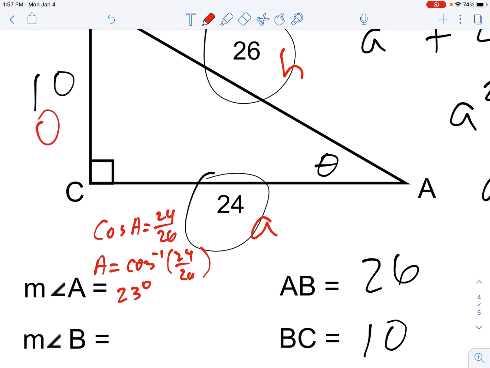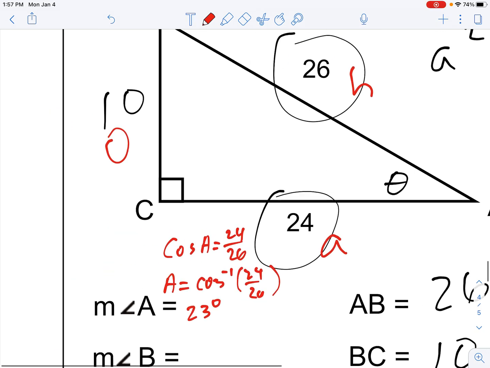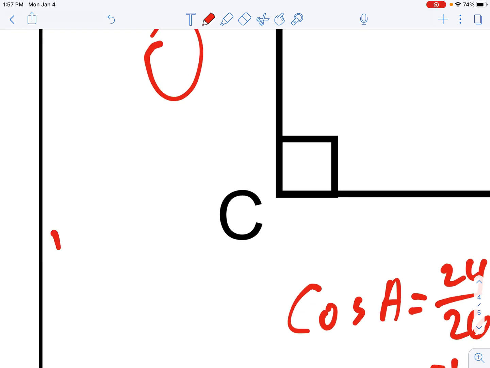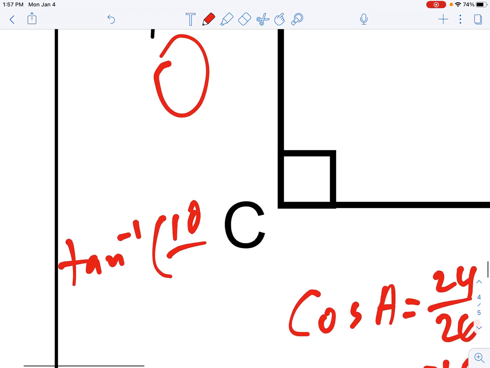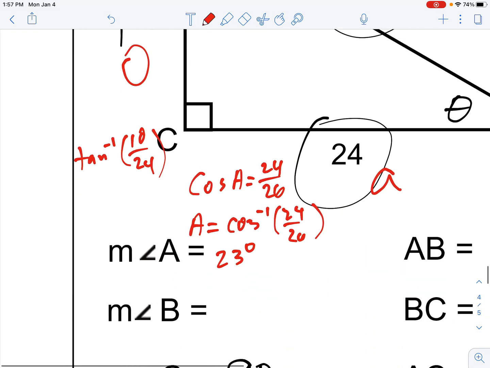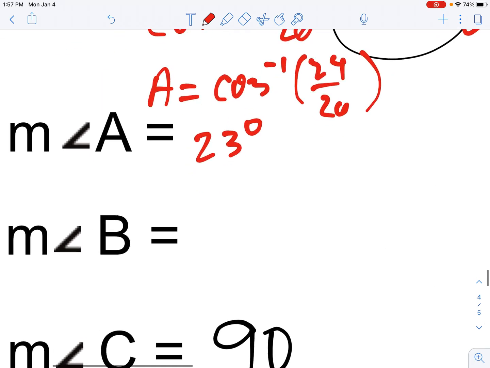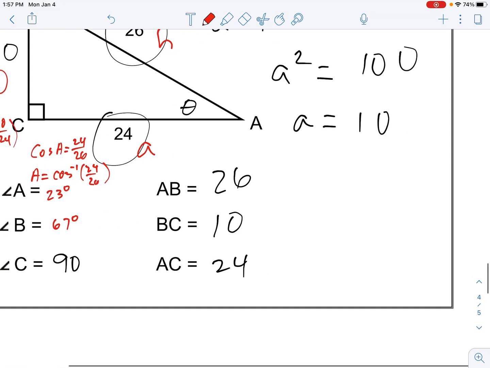If you would have used opposite and adjacent, so if you did tangent inverse of 10 over 24, guess what that's going to be? Tangent inverse of 10 over 24. Hey, that's 22.619. So it doesn't matter which trig function you use when they give you all three sides to find the one angle. It's going to give you the same answer. Then you add and subtract from 180 and get 67 degrees.